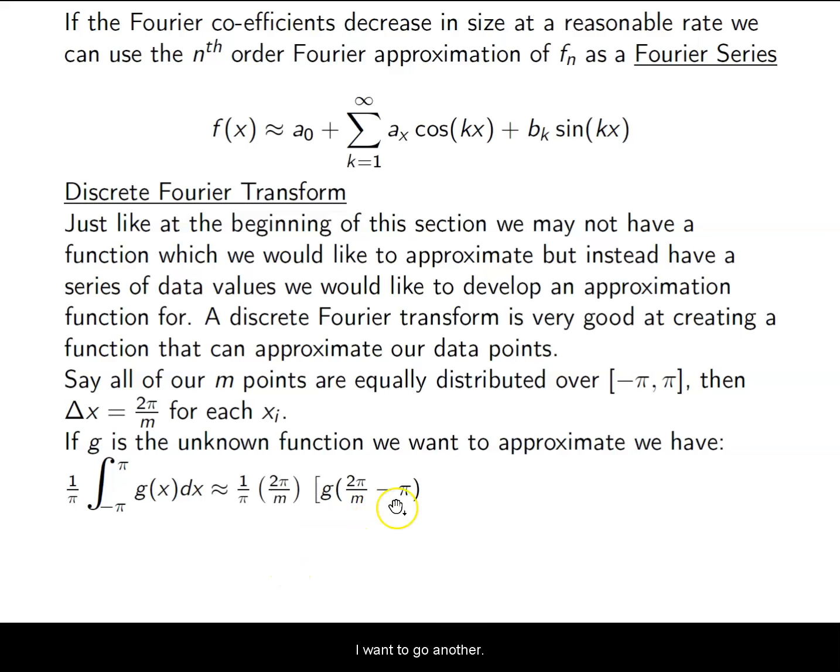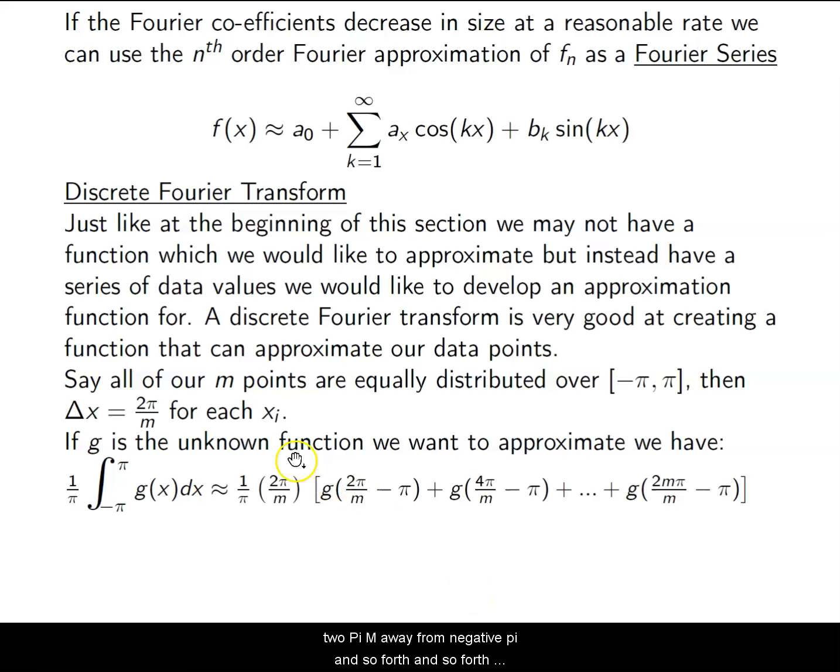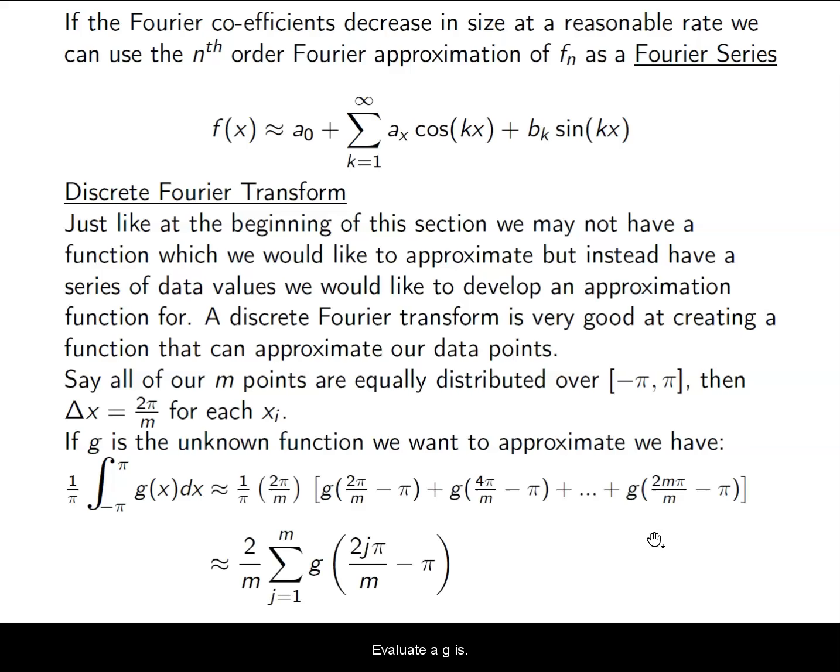I want to go another 2 pi m away to get to the next data value, and that will be 4 pi m minus pi. Okay, I want to go another 2 pi m away from negative pi, and so forth and so forth until I get to pi. So here, notice that m over m will give me 2 pi. 2 pi minus pi will be pi. So this last data value, or evaluated at g, is g evaluated at pi.